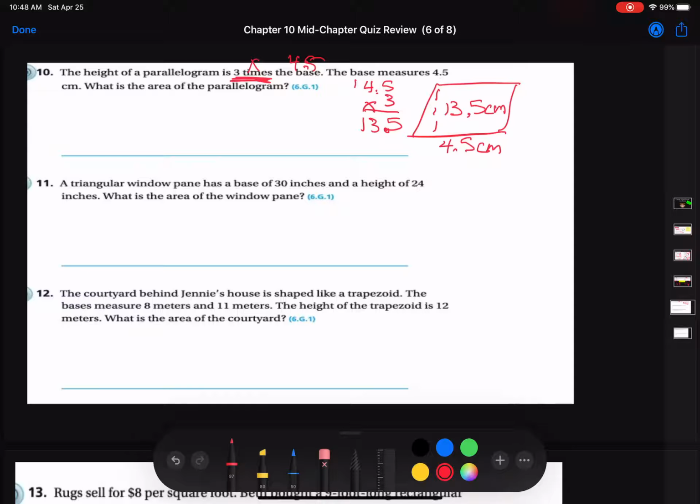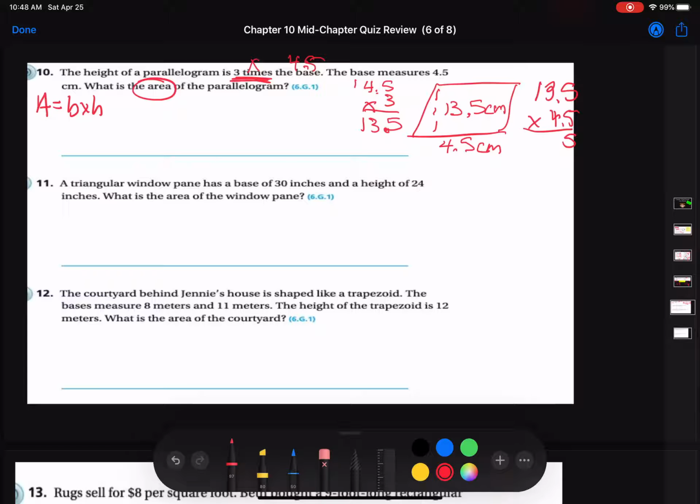Okay, so now we know what the height is. We know that the height is 13 and 5/10 centimeters. Our base is 4 and 5/10 centimeters. Now, what's the area? It wants you to find the area. And remember, the area is base times height. So you're going to take 13 and 5/10 times 4 and 5/10.